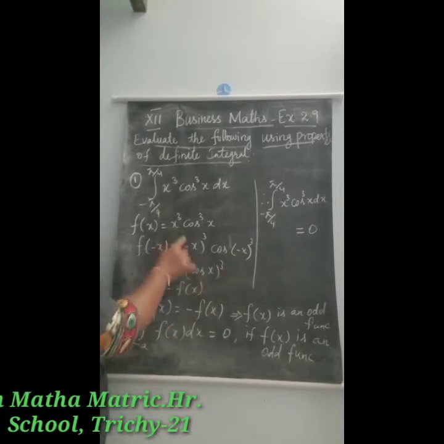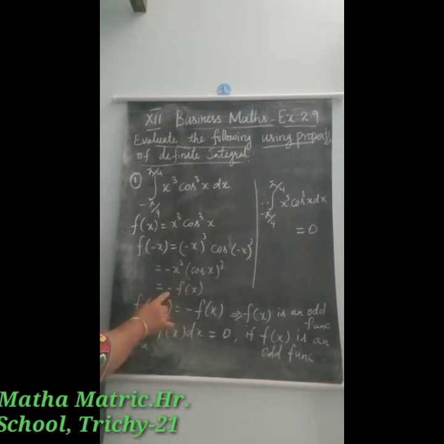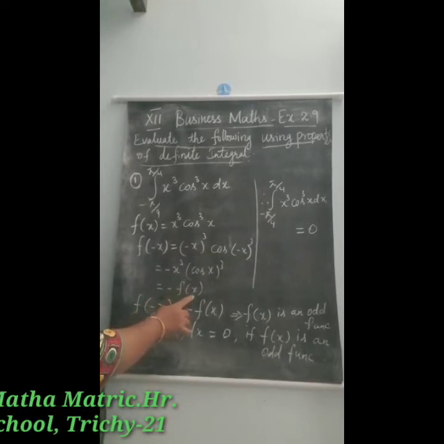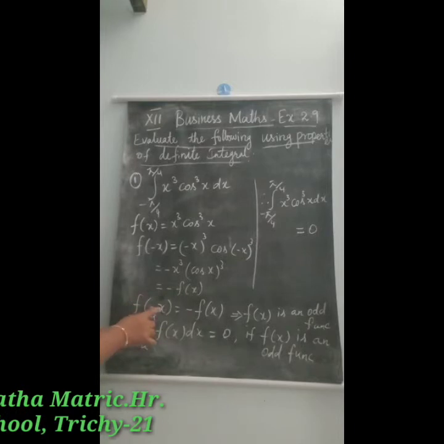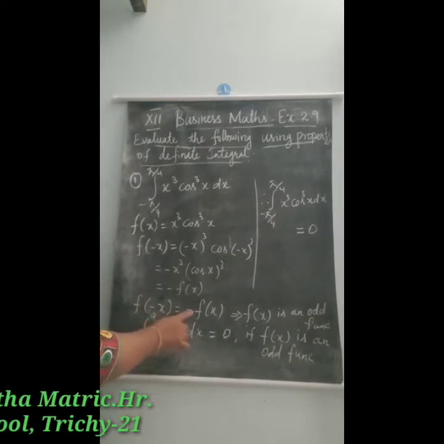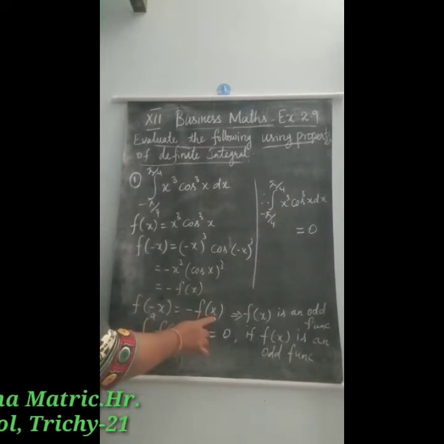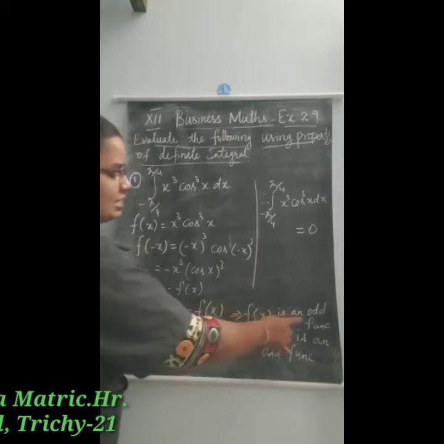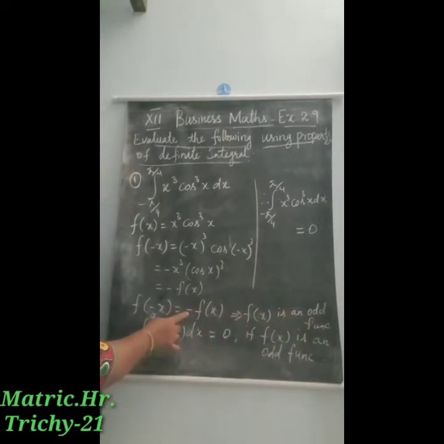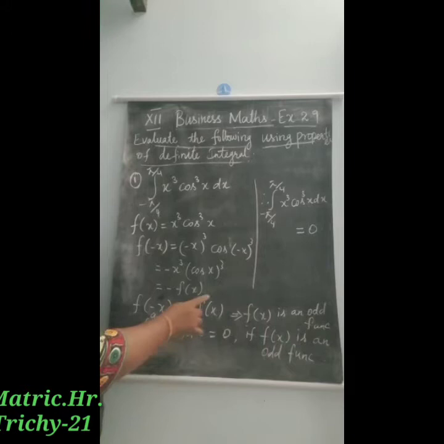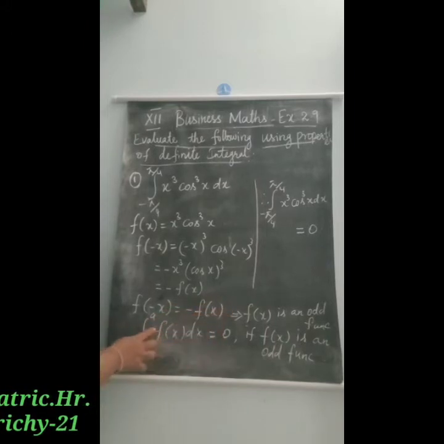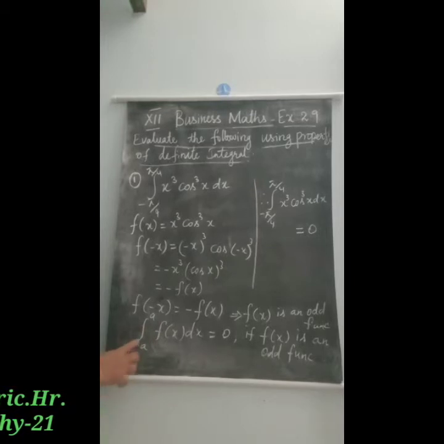So this is considered as -f(x). So f(-x) = -f(x). So f(x) is an odd function because here it is minus. If it is plus, that is an even function. So what is the formula by property? Integral of -a to a f(x) dx is equal to 0.